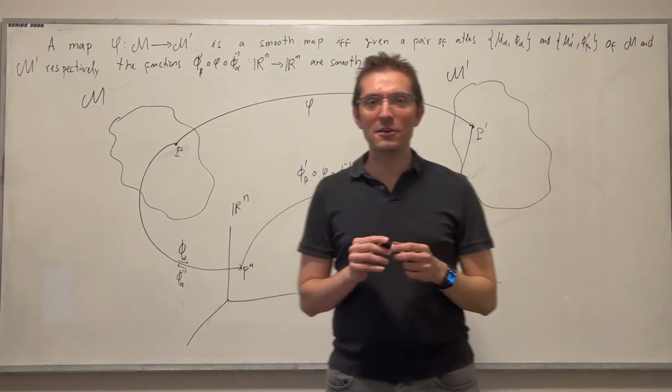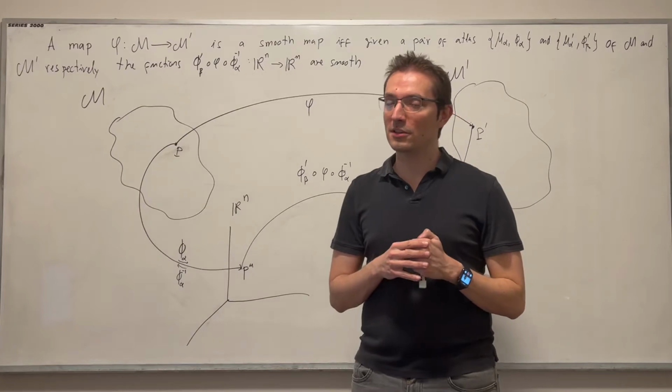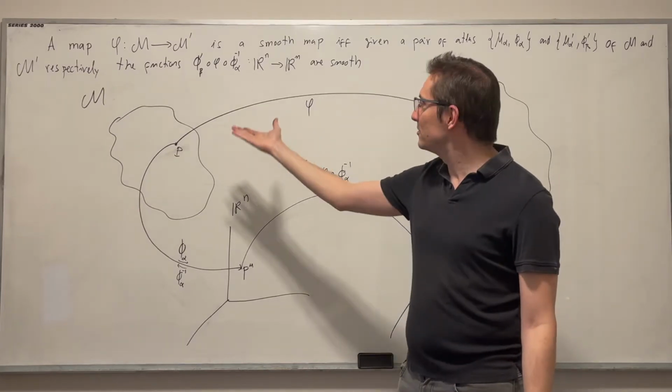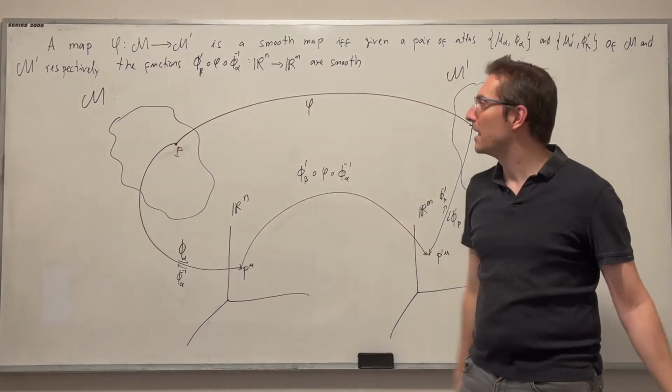Welcome to today's video. Today we're going to talk about smooth maps. We're going to talk about pullbacks and push forwards, and we're going to talk about diffeomorphisms. Let's have here two manifolds, M and M prime. I don't know, flowers and kittens, for example.